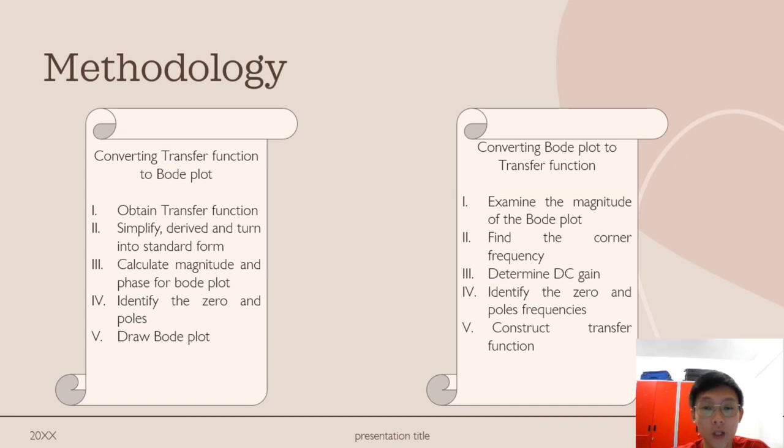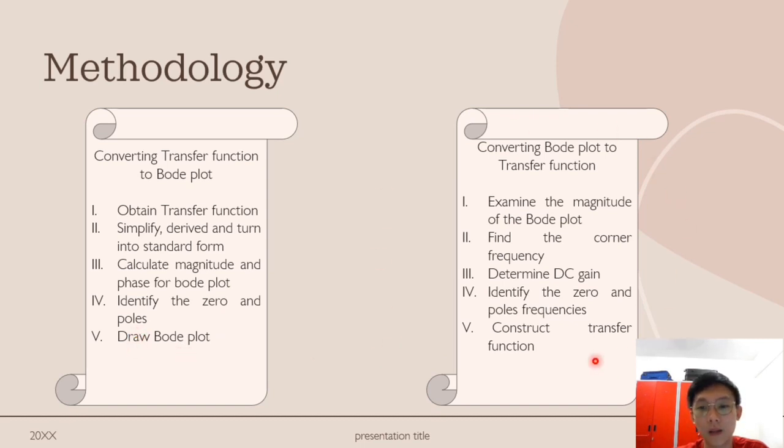In methodology, there are 2 parts. The first part is converting a transfer function to a BODE plot, and the second part is converting a BODE plot to a transfer function. In the first part, the first step is to obtain the transfer function. The second step is to simplify, derive, and turn it into standard form. Third step, calculate magnitude and phase for the BODE plot. The fourth step, identify the zeros and poles. And the last one is to draw the BODE plot.